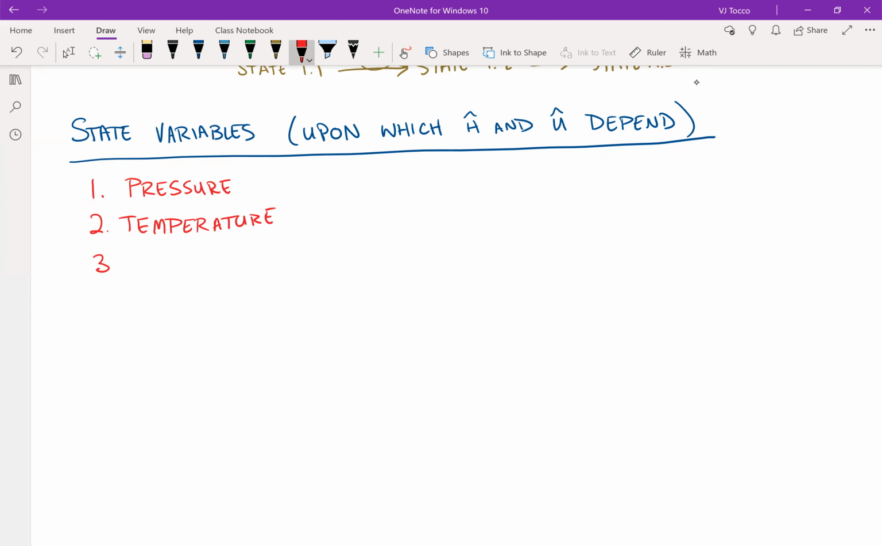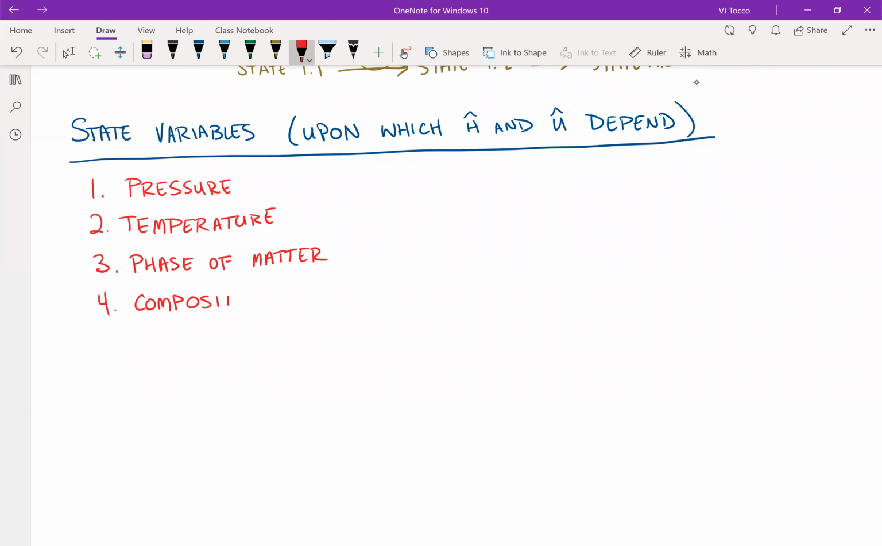The third variable that H and U depend on is the phase of matter. And this is also something that we saw again in the steam table. When we transitioned from liquid water to steam, we saw a big change in H and U. So that tells us that whether or not the water is a liquid or a vapor will change what H or U is. A fourth state variable is the composition.